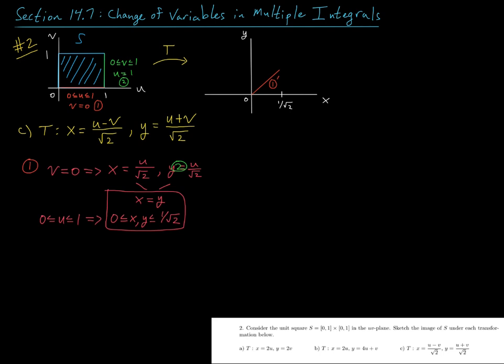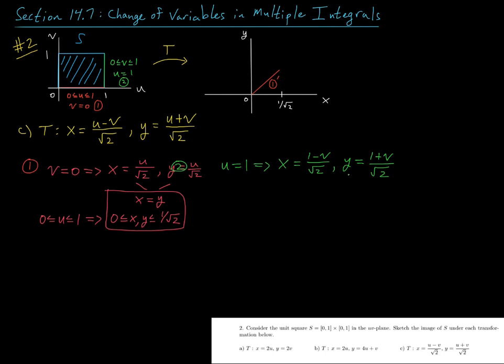Okay, so then for this next edge in green, v varies from 0 to 1, u is equal to 1. So very similarly now, we have that u is 1. So we have that x is 1 minus v over the root of 2, and y is equal to 1 plus v over the root of 2.